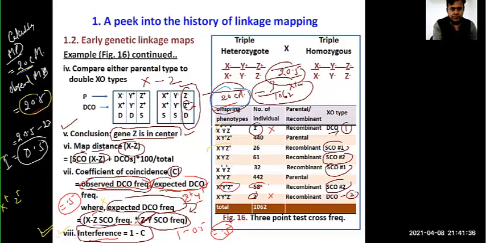So it is just 26 plus 61 plus 32 into 58. Correct, sir? Right. Understood. And then you have to deduct from 1 whatever value you get. Then you get the interference.